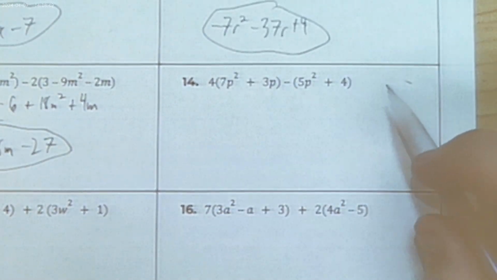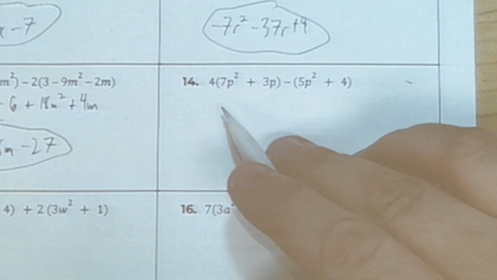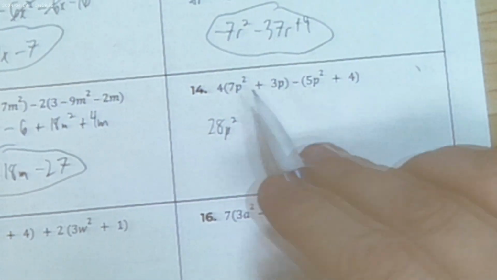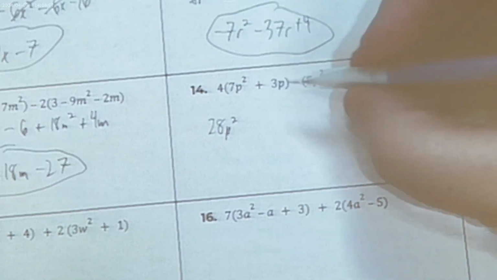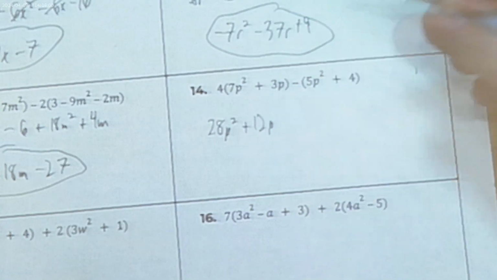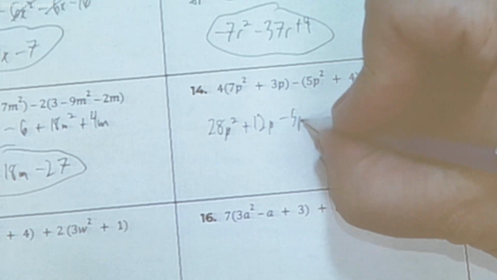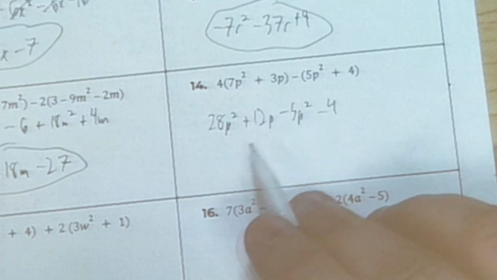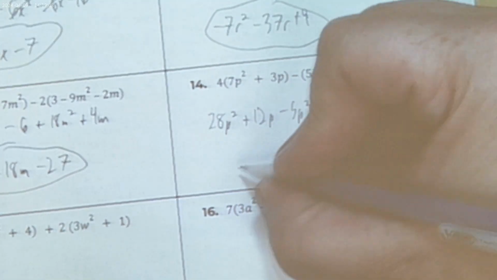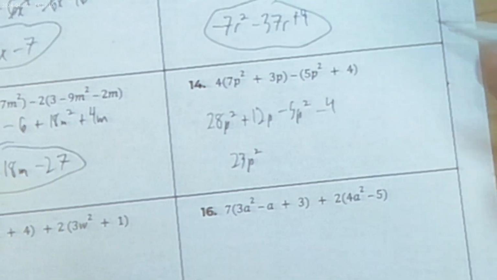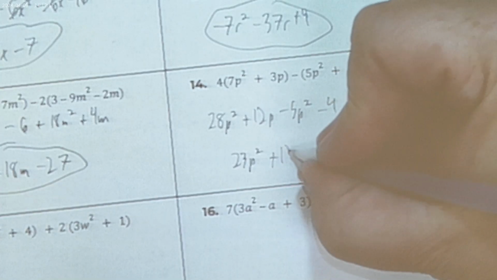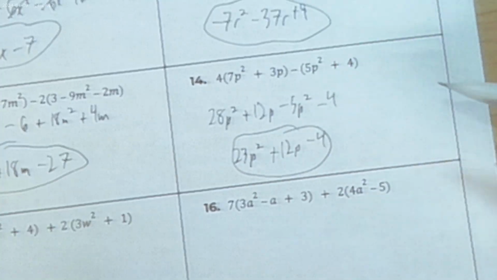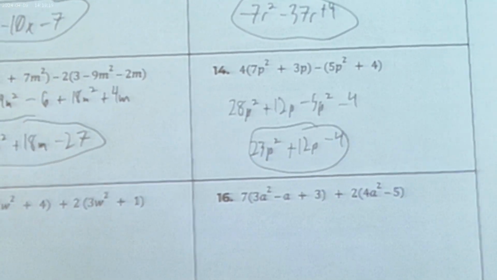Let's see, this one I'm just going to copy straight down. So I've got 7 times 4, which is 28p squared. 4 times 3p is 12p. And then minus 5p squared minus 4. So let's see, 28 minus 5 is going to be 23p squared plus 12p minus 4. Oh, all right then. Less stress than I thought it was going to be. Okay.